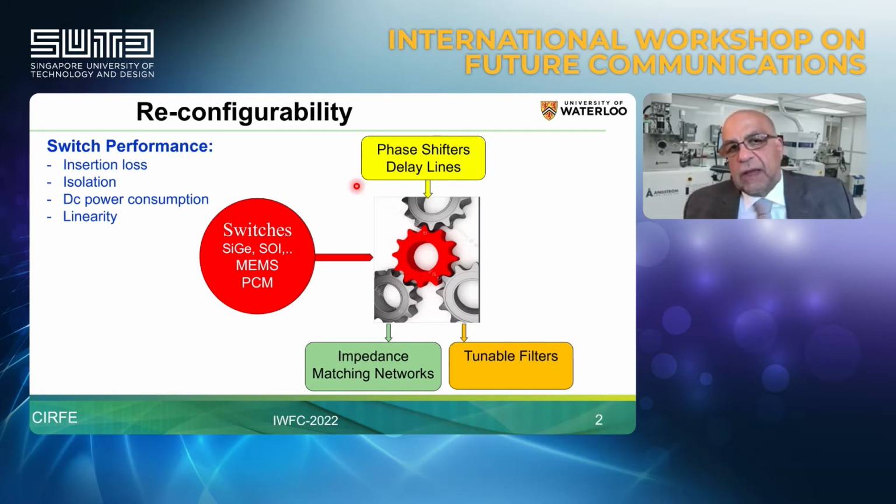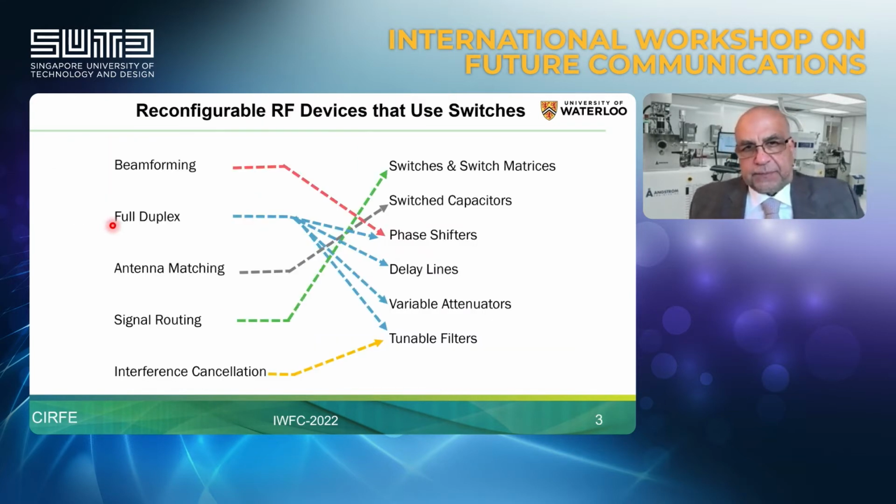We have only three types of technology: the semiconductor. There are different types, of course, of semiconductor switches, particularly SOI, which is now the main technology for microwave switches. We have the MEMS switches, and the new technology we are talking about here is the PCM technology. And when we talk about switches, the switch performance is very key and very important. We need to know about insertion loss, isolation, DC power consumption, and linearity.